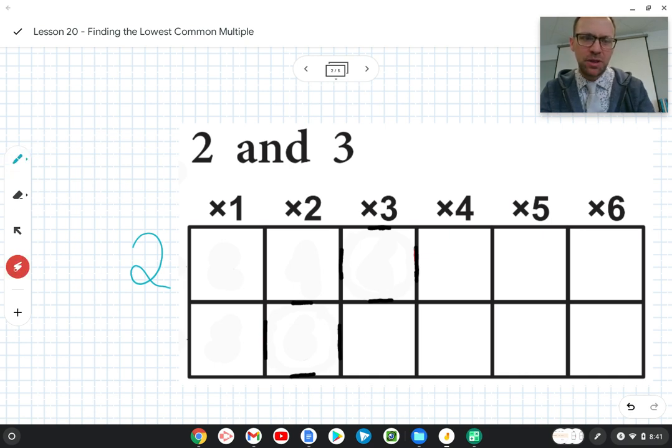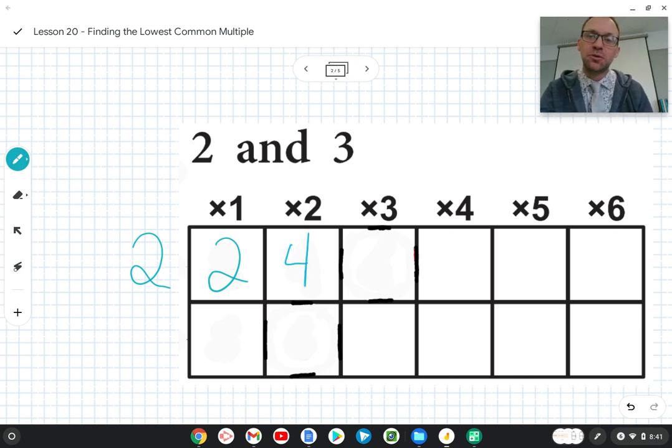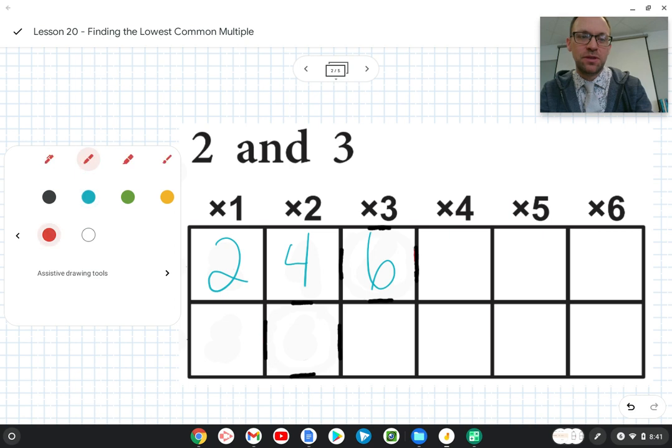And now what I'm going to do is I'm going to multiply this 2 times 1. And the first multiple of 2 is 2 because 2 times 1 is 2. Now I'm going to multiply this 2 times 2. What's 2 times 2? 4. 4 is also a multiple of 2 because it's a number that we get when we multiply 2 times another number. Now I'm going to multiply this 2 times 3. 2 times 3 is 6. 6 is a multiple of 2 because 6 is a number that we get when we multiply 2 times another number. All right, I'm going to pause here, and now I'm going to move to the 3.